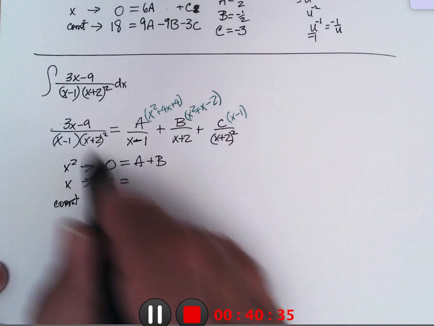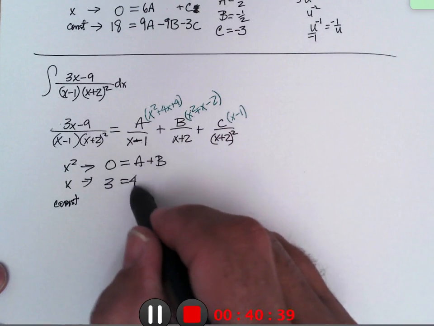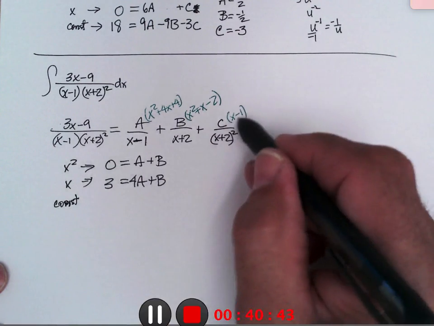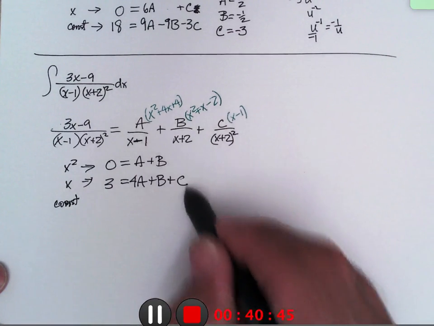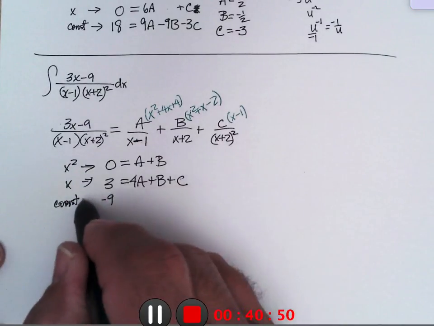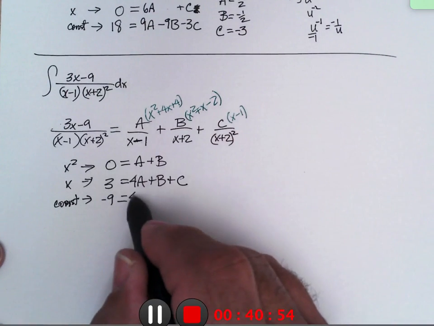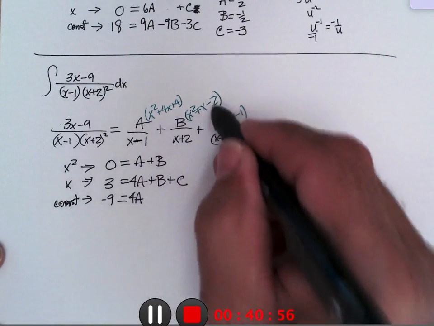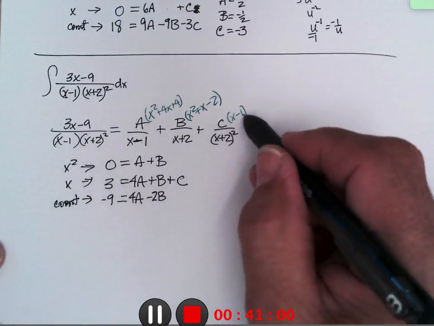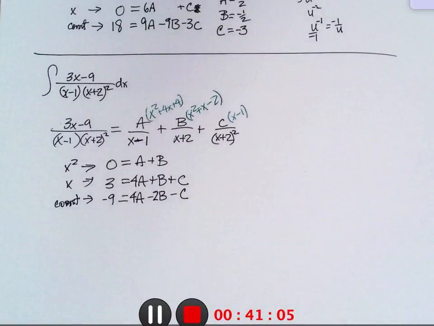Over here I have 4a. Here I have b. And here I have c. And the constant, negative 9. And here I have 4a minus 2b and minus c. Okay, and there's lots of ways to solve this.